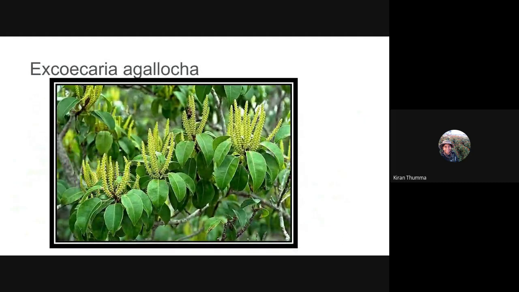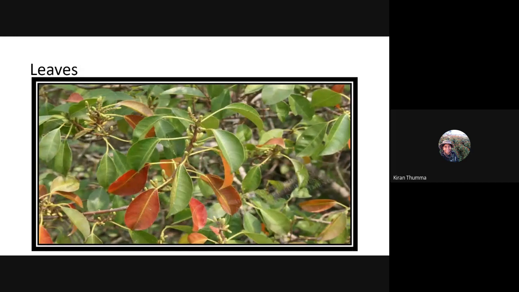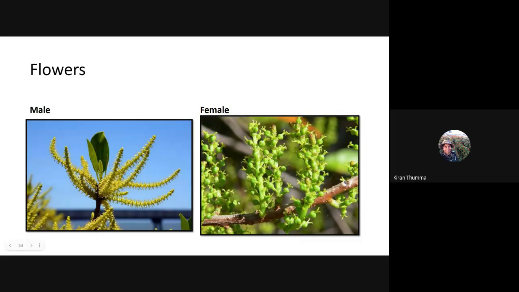This is Excoecaria agallocha. The characteristic of this plant is that it's believed that all parts of this plant are poisonous. If you just pluck a leaf, it will give out a latex, and that latex is poisonous. It is believed that the latex can make you temporarily blind. Another characteristic feature is that some of the leaves have turned reddish or orangish in color; the older leaves are orangish, and the young leaves are green. And they have two types of flowers, male flowers and female flowers.